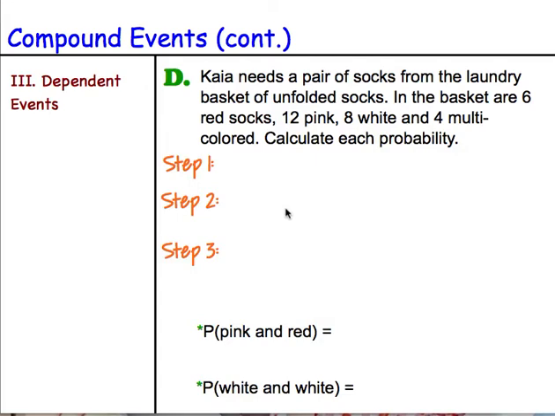So we have Kaya. She needs a pair of socks in the laundry basket of unfolded socks. And in this basket are 6 red socks, 12 pink, 8 white, and 4 multicolored. And we need to calculate each probability.